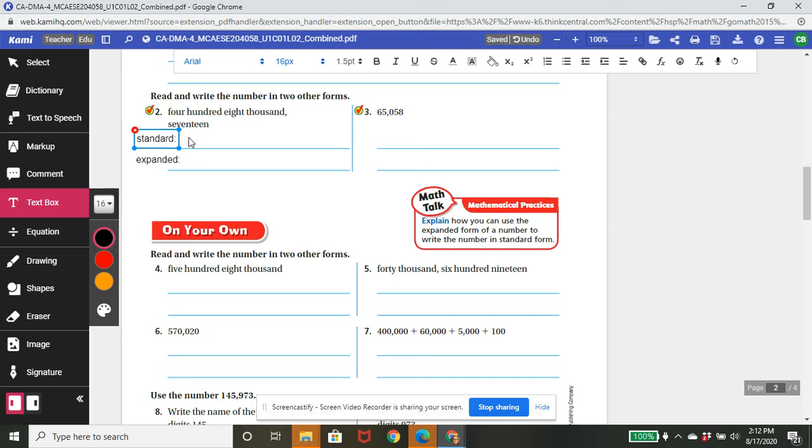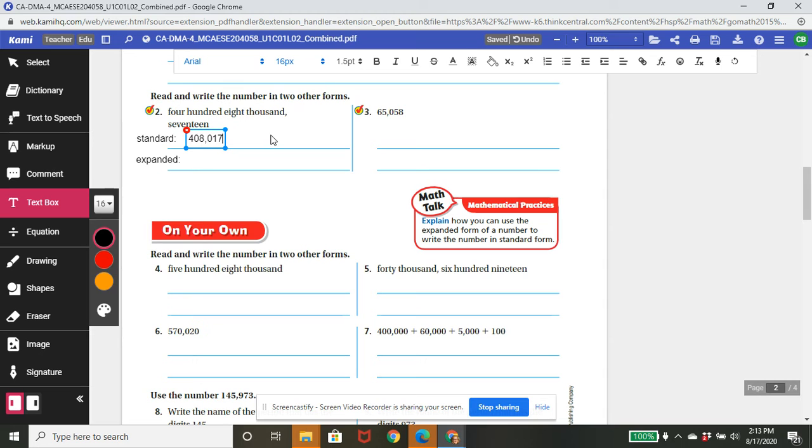So first, to write it in standard form, I'm just writing it like the number. So let's read this out. 408,000. That's the first period because the comma says 1,000. 408,000. 17. Now I can't just write 17 because there needs to be 3 numbers in my last period. If I just have 17, that means there's nothing in the hundreds place, so there's a 0 there.